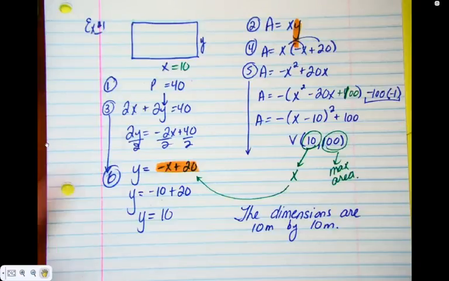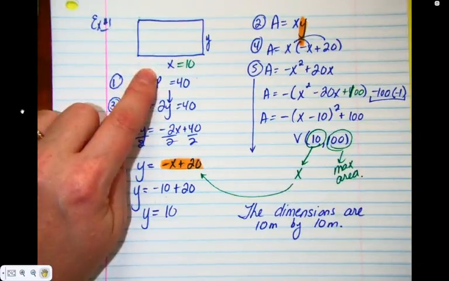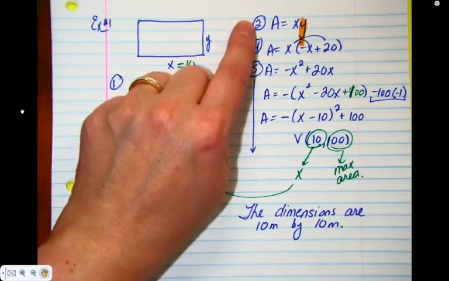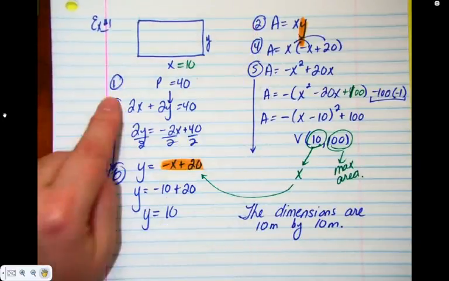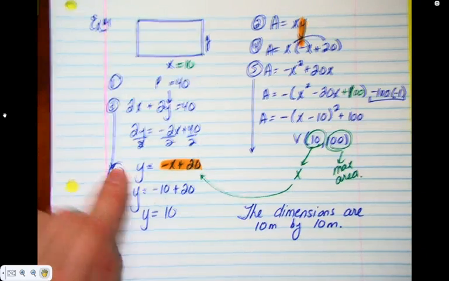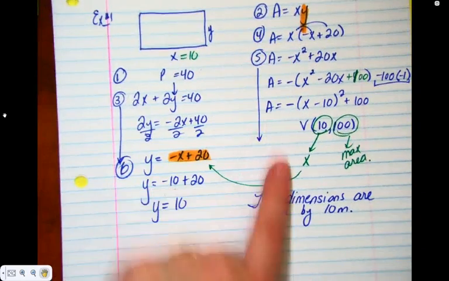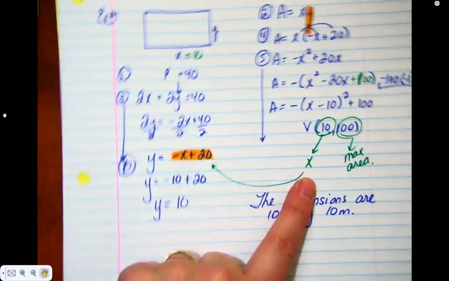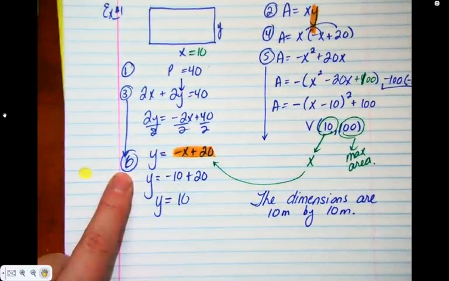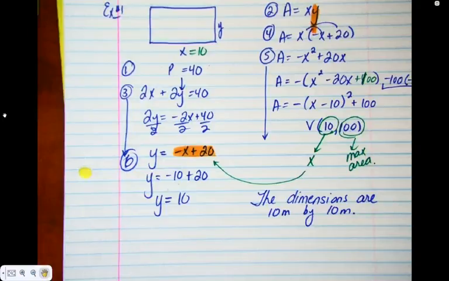I'm going to repeat the steps. We start by saying the perimeter. Then we go to the right and say the area. We're always going to have to find y, so we come back to the left, isolate y. We go back to the right, sub it in. Simplify, complete the square, get the vertex. The vertex will give us the x value. We go back to the left to get the y value. So we go left, right, left, right, left, right, left. Questions?